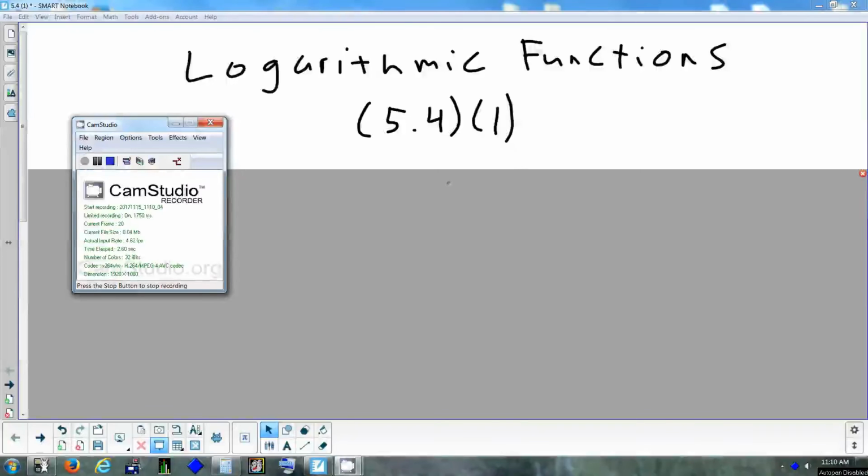Okay, so last section for this week is 5.4. And we're going to do part 1 of it today, and as I said, part 2 after we come back from Thanksgiving. So we study exponentials.